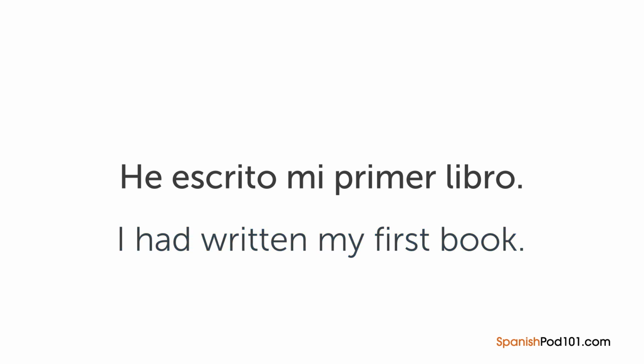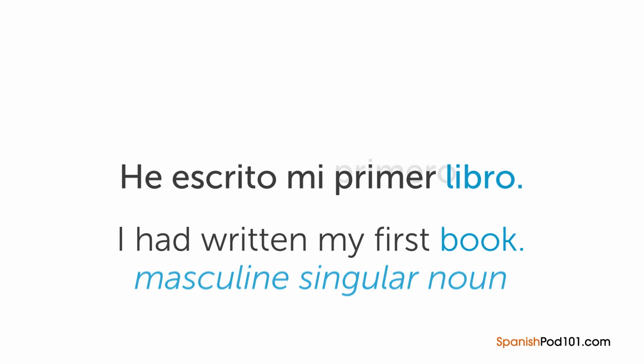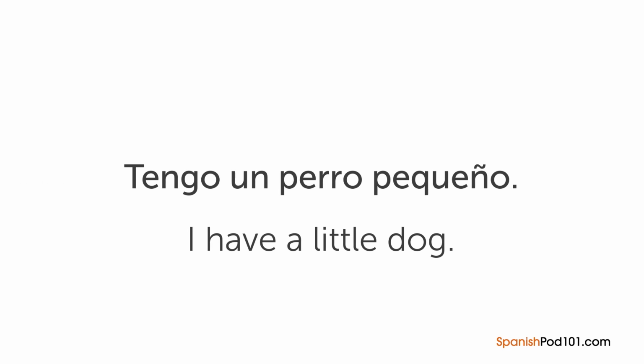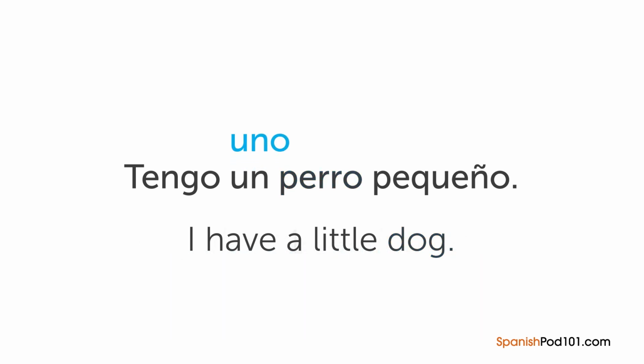Again, we have the masculine singular noun libro, book, so primero, meaning first, gets shortened to primer. Another example would be Tengo un perro pequeño. I have a little dog. Here, the word perro, dog, is in its singular masculine form, so uno, one, gets shortened to un.